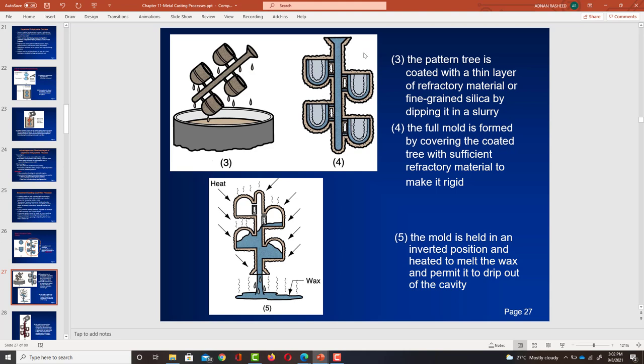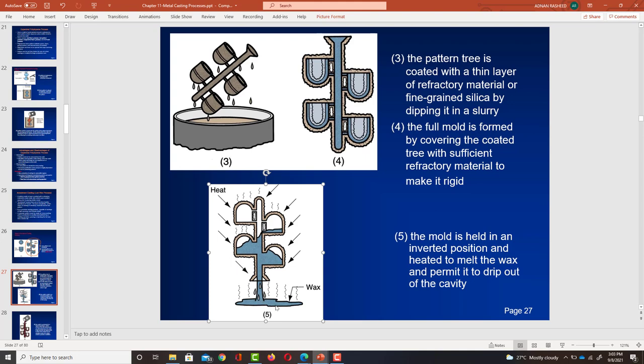Clear? Now you have to invert and heat this pattern. So due to heating, all the wax will be melted and it will flow out through the pouring cup, and you can reuse this wax, leaving this pattern or mold cavity, you can say mold cavity.